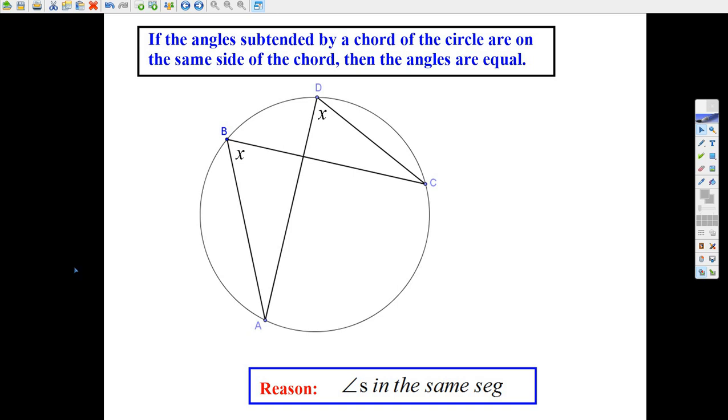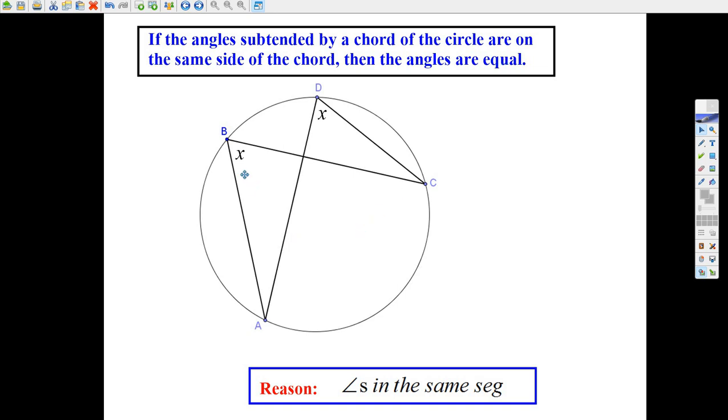Okay, we're going to look at a grade 11 geometry reason. Let's just look at this one starting off. Here it is in big words: what is this thing called, angles in the same segment? Well, if the angles subtended by a chord of the circle are on the same side of the chord, then the angles are equal. What does that mean?